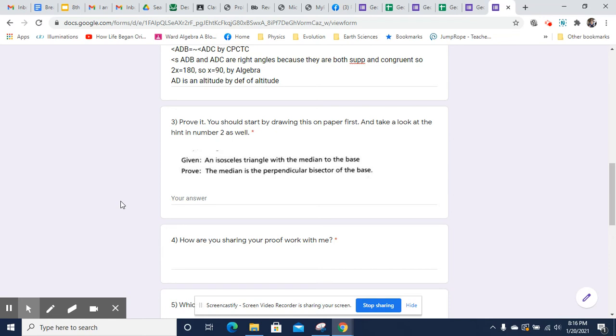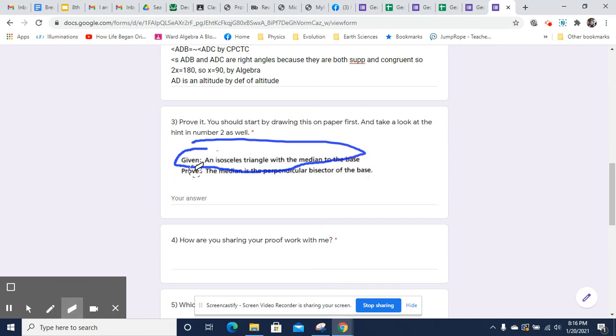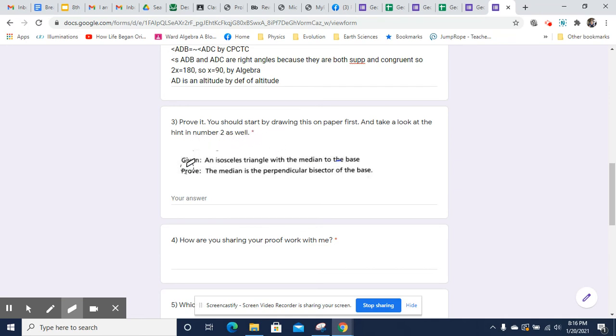Well, what we do is we draw the information that's been given to us. I'm going to erase that because it's getting in my way. But we're going to draw the information that's been given to us, which is labeled the given. Sometimes it'll be labeled the given. Sometimes it'll simply be a statement. So start by drawing it on paper.